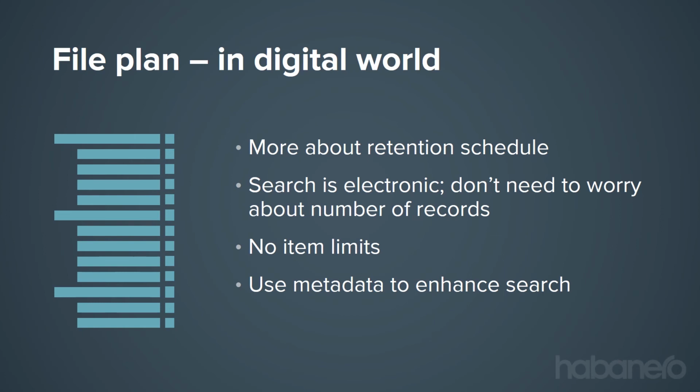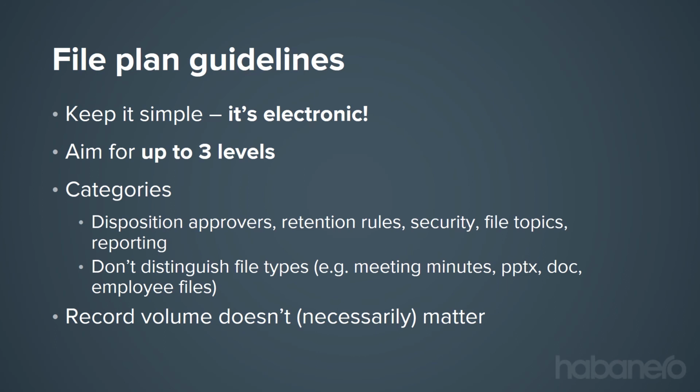So a few guidelines for file plans, and this is if you're in the position of being able to redevelop your file plan as you're transitioning from more of a physical file plan into an electronic file plan. These are some ideas. The first one: just keep it simple. It's electronic, so for all of the reasons we've just discussed, simplicity is going to be best. We find that if we can keep file plans to three levels or fewer, then we generally have better outcomes in our work. And then from a categories perspective, like I say, don't distinguish between file types, but think about categories in a slightly different way.